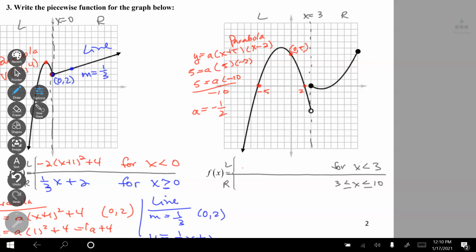I could do that over here for the left piece. Negative 1/2 (x + 5)(x - 2), and it is for x is just less than 3, not including 3 because there's an open dot there on the boundary of x equals 3. Now this right piece is also a parabola.